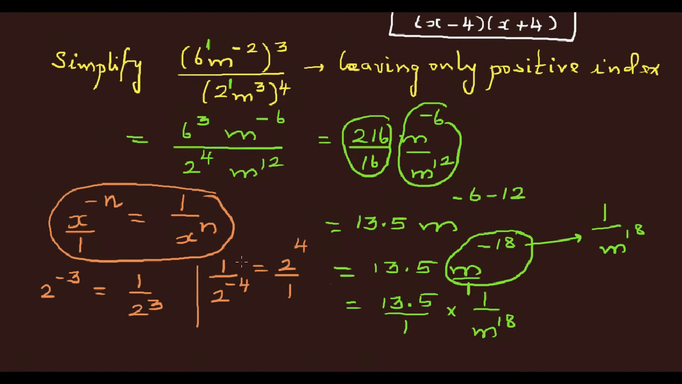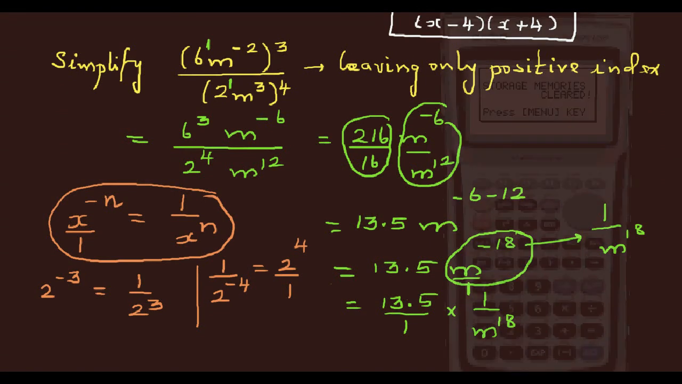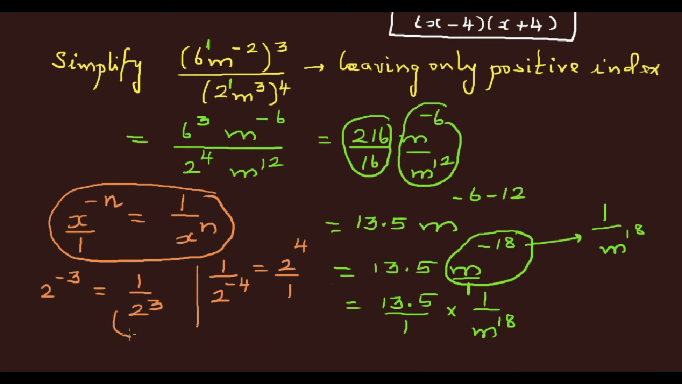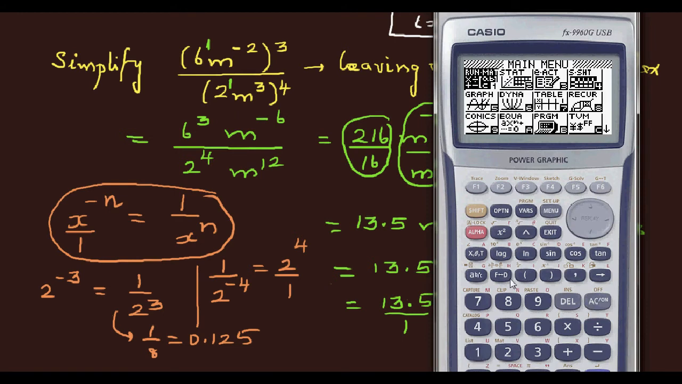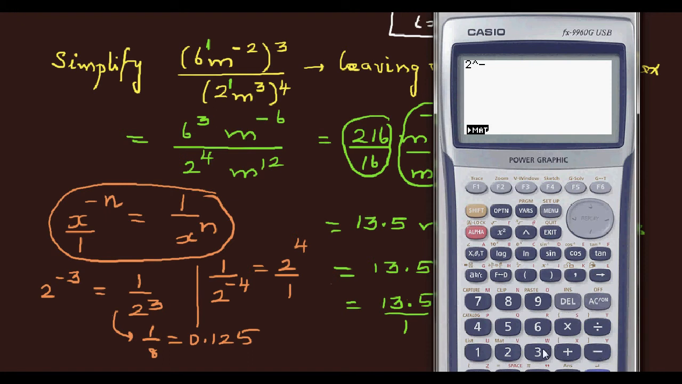Okay, you can check this on a calculator. I hope you can see, this is 1/8, which is 0.125. Let me explain that. If you go to the run menu, 2 raised to negative 3, the calculator will give me 0.125, which is 1 divided by 8. And if you go 1 divided by 2 raised to negative 4, 2 to the power 4 is how much? 16. So this will give me 16. So 16 is the answer.